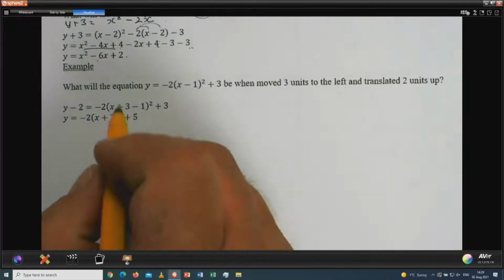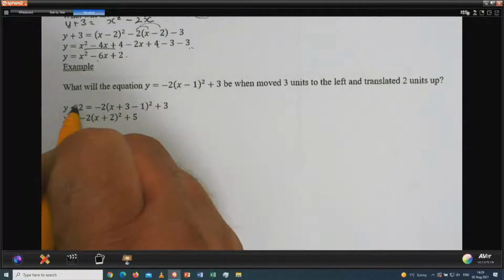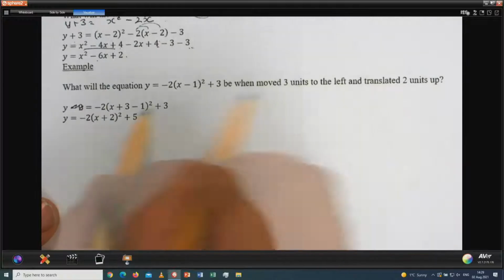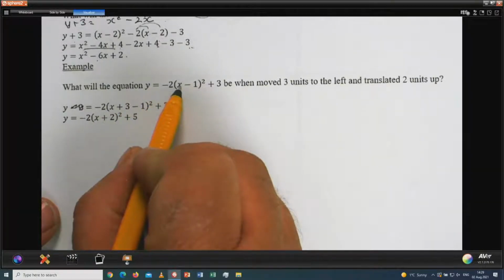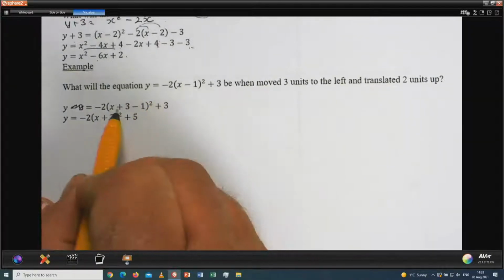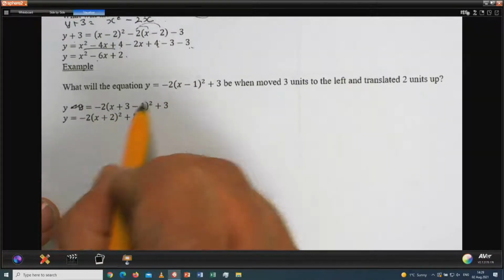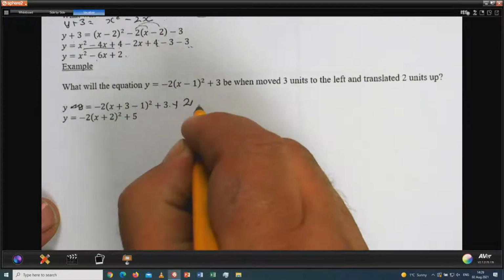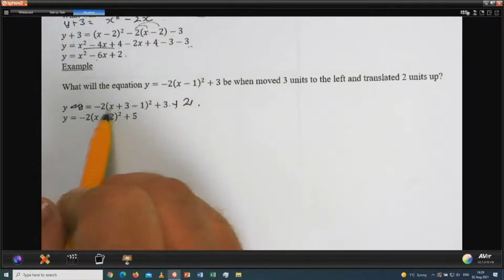Now, what we're going to do there is, I'm going to say 3 units to the left. Wherever there's x, I'm going to put x plus 3. So x is replaced with x plus 3, and that's negative 1. That's plus 3, and if it moves 2 units up, I'm going to add 2 there.